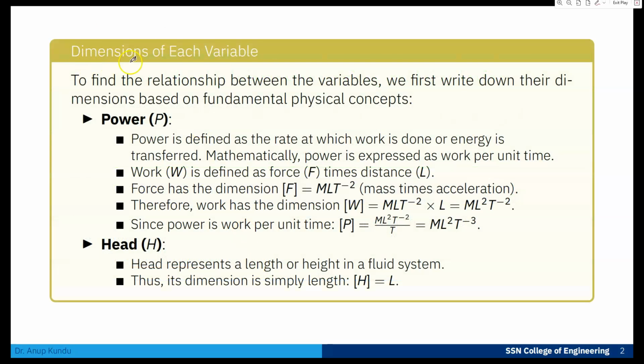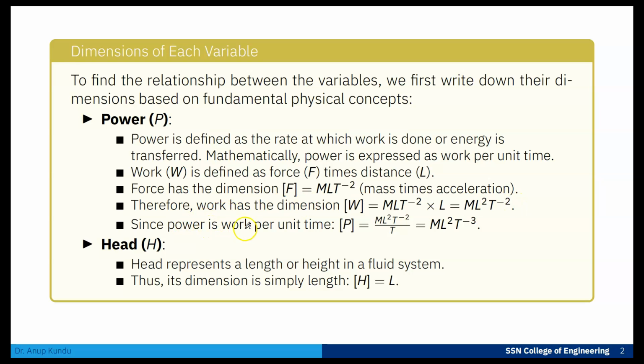So first, the dimension of each variable. To find the relationship between the variables, we first write down their dimensions based on the fundamental physical concept. First is power. Power is defined as the rate at which work is done or energy is transferred. Mathematically, power is expressed as work per unit time. Work is defined as force times distance. Force has dimension F, that is MLT to the power minus 2, since it is mass times acceleration. Therefore, work has dimension W, that is MLT to the power minus 2 multiplied by L, so ML to the power 2 T to the power minus 2.